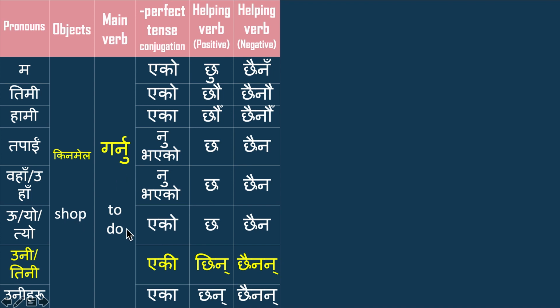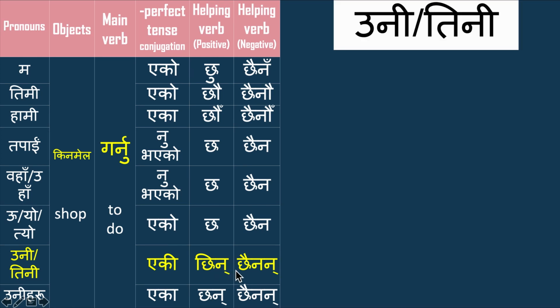Garnu means to do. And eki, the perfect tense conjugation. Chin and chainan. Let's see the change here. Uni tini, garnu. Kinmel is the noun. Garnu is the actual verb. So here garnu is a half letter verb. Again comes the half letter verb. Okay, let's see how the half letter verb conjugation occurs in the present perfect tense.